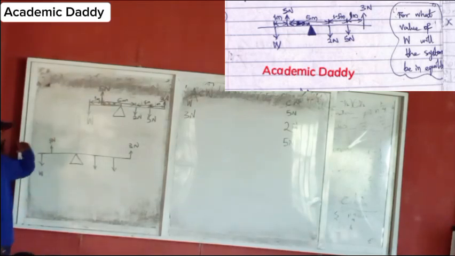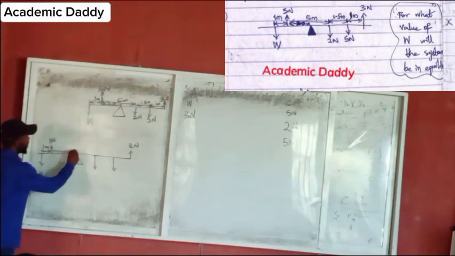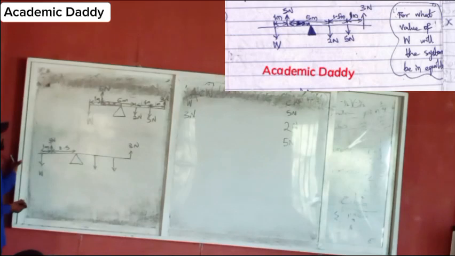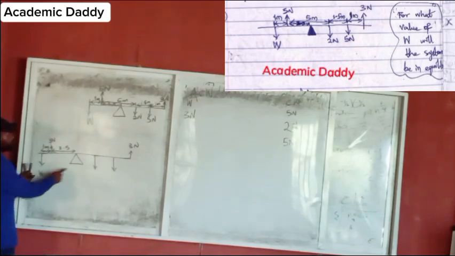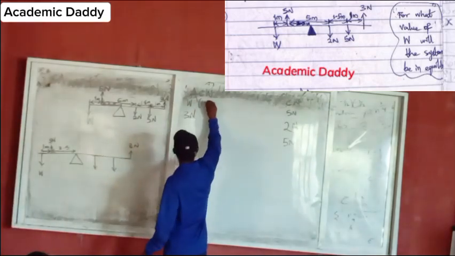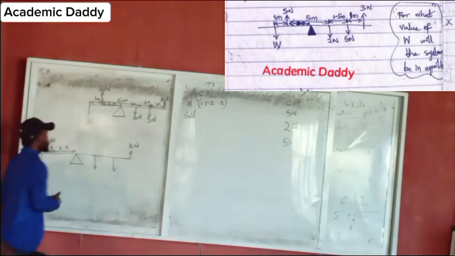Now let's continue. So I have my distance here to be 1 meter. Then from that point to this point I have 2.5, right? And if I have 2.5, it simply means that from W to this point is going to be W times 1 plus 2.5. So the distance of this is going to be 1 plus 2.5.